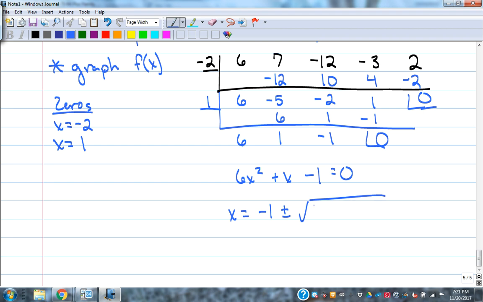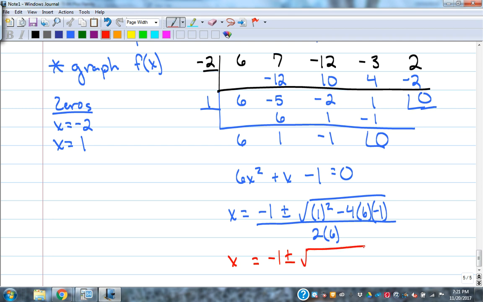because it always works. That's going to be -1 plus or minus 1 squared is 1. -4 times 6 is -24 times -1. So 1 plus 24 is 25 over 12. So that ends up being -1 plus 5 over 12. And then -1 minus 5 over 12.